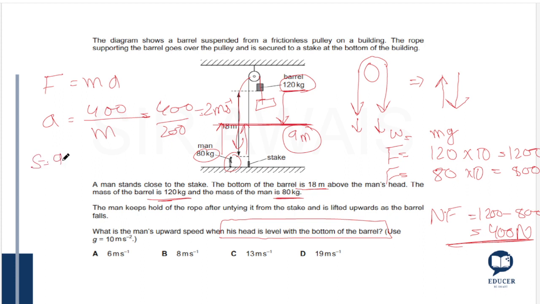So we have the distance and we have the acceleration. We can easily work out the velocity. How? Because the person is standing close, so the person is at rest, which means the initial velocity is 0, and v is what we are looking for.